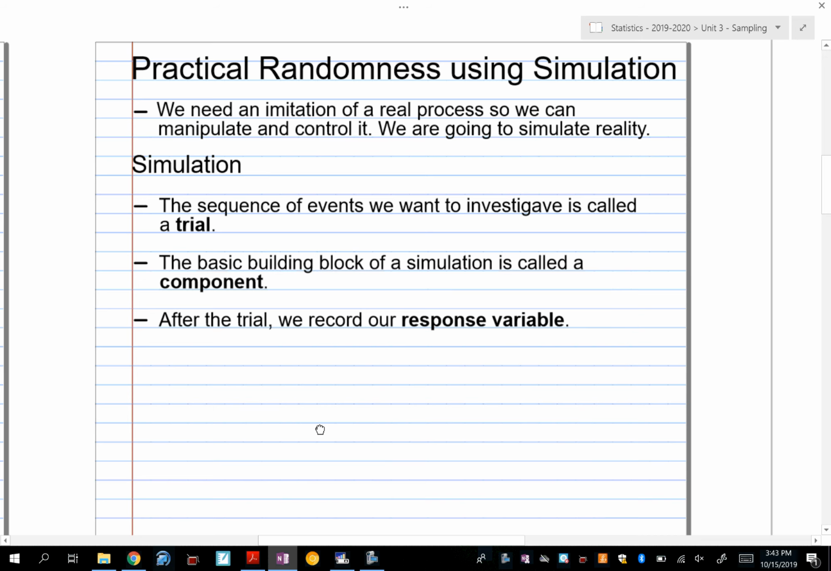And this one wasn't a simulation, but we can say what we recorded. We recorded the number of heads. That was our response variable. So these three things, if you don't include all three, you cannot earn full credit when you're describing a simulation.